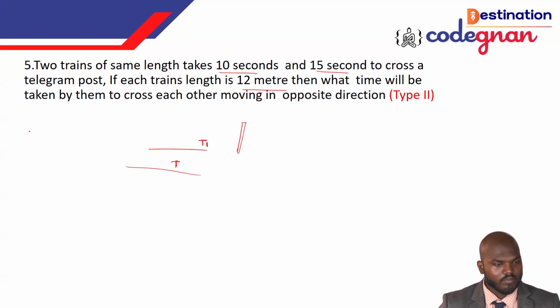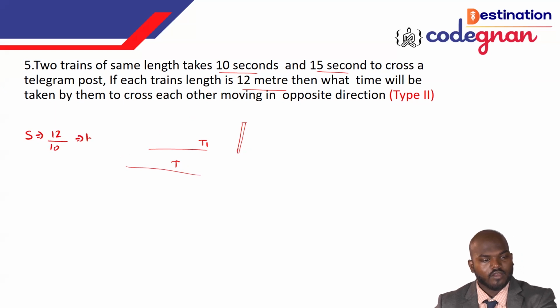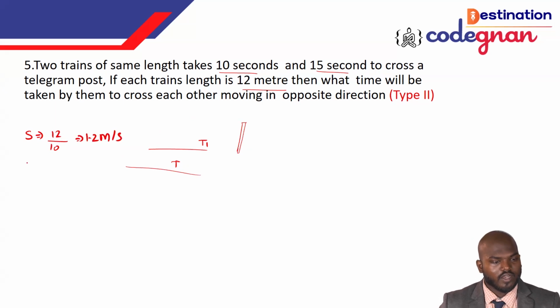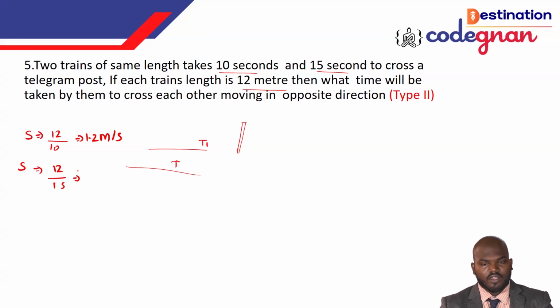Using the formula speed is equal to distance over time, that is 12 over 10, which we can call 1.2 meters per second. For the second train, it is 12 over 15. So this will give you the value 0.8 meters per second. So that's what they have given here.